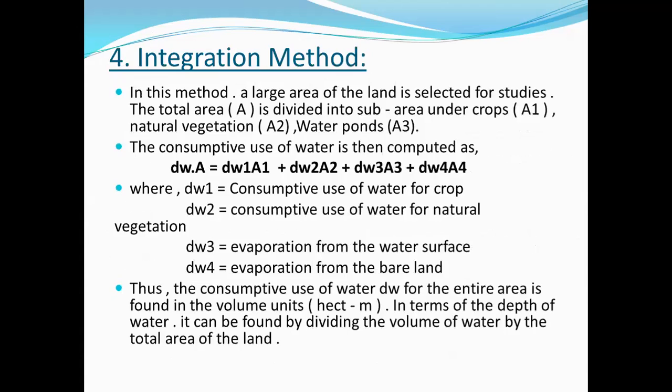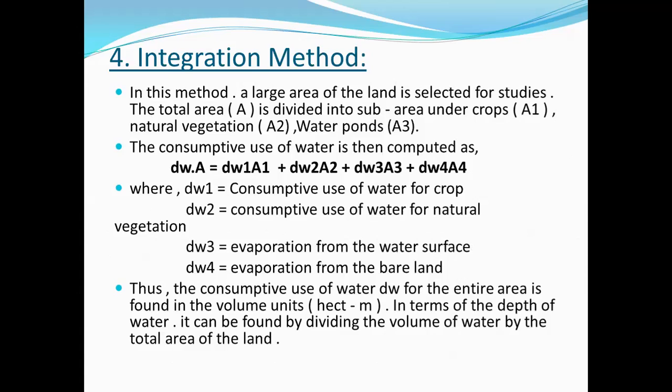Next is the integration method. In this method, a large area of land is selected for studies, where the total area is considered as A, which is divided into sub areas: under crops is A1, natural vegetation A2, water bodies A3, and for bare land it's A4.